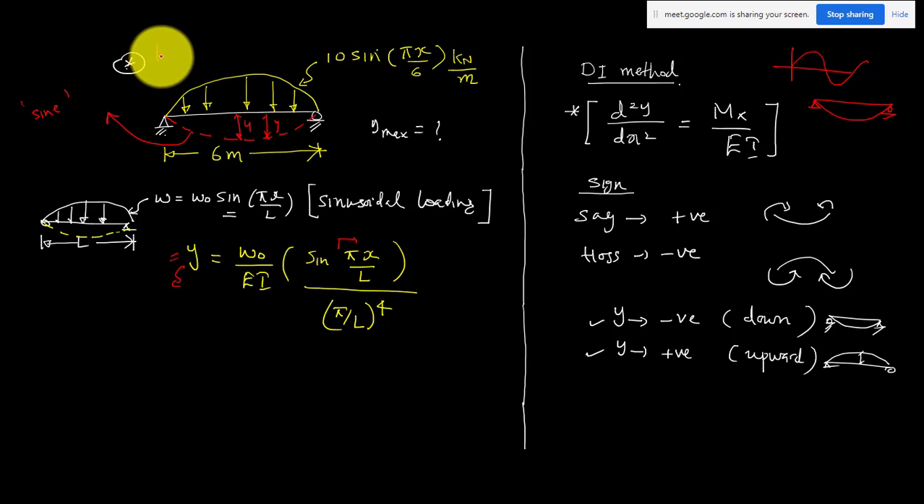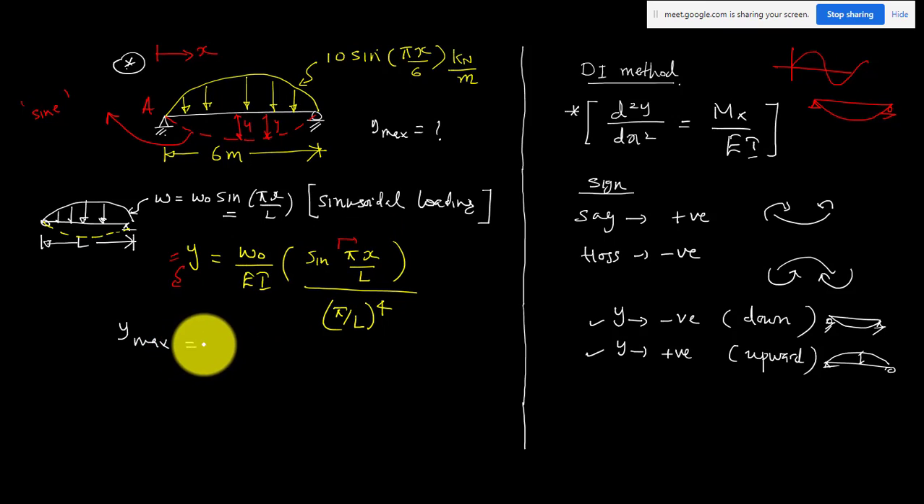The x we measured from the support A. So this origin is at support A. So as you vary the values of x, we can get the deflection at any point. So from this equation, one thing is clear. This is the equation for the y. So your maximum deflection will be when this sine term has its maximum value, which is 1.